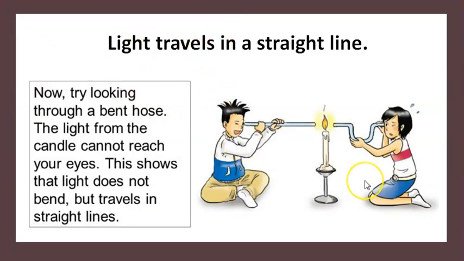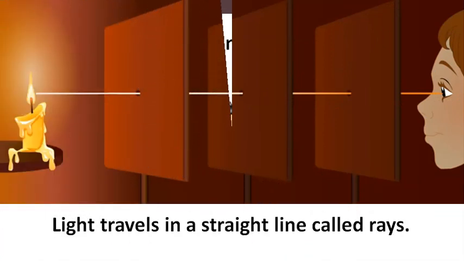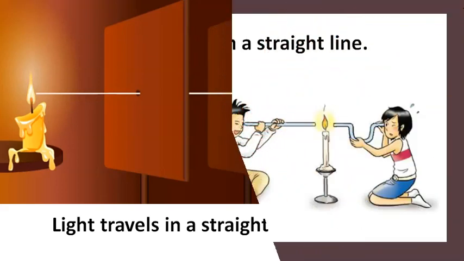In this diagram you can see another experiment about this. Now try looking through a bent hose. Look at this bent hose. The light from the candle cannot reach your eyes. This shows that light does not bend but travels in straight lines. These are the two experiments, and we explain that light travels in a straight line by performing these two experiments.